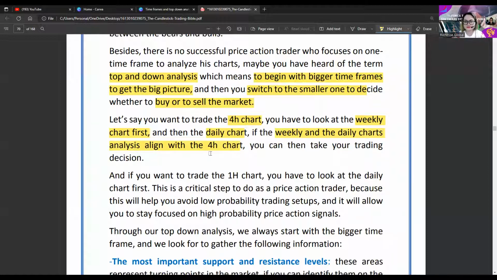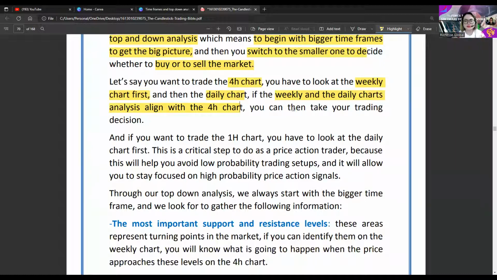Ibig sabihin po, pag nag-match yung ating weekly at nag-align po siya sa ating 4 hours chart, that's the time you take your trade. And if you want to trade at a 1 hour chart, you have to look at the daily chart first. Kung gusto niyo pong gamitin yung 1 hour time frame, titingnan nyo muna yung daily chart. This is a critical step for the price action trader because this will help you to avoid low probability trading setups and it will allow you to stay focused on high probability price action signals.